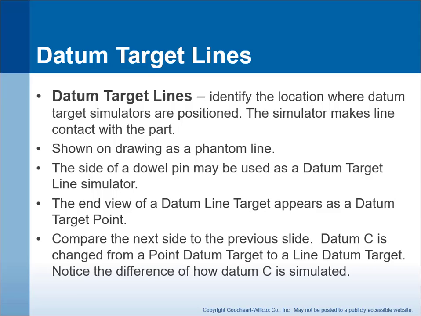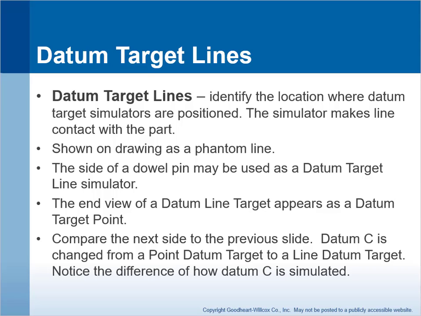Okay, so that talks about datum targets. Let's talk about datum target lines. We talked about points, let's talk about lines. They identify the location where datum target simulators are positioned. The simulator makes a line contact with the part. It's shown on the drawing as a phantom line.